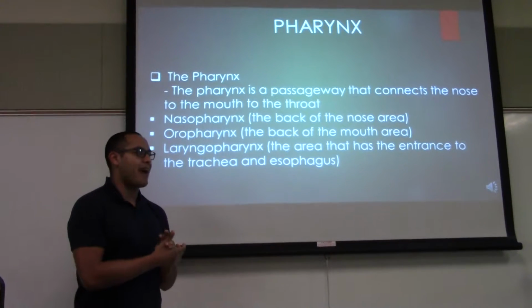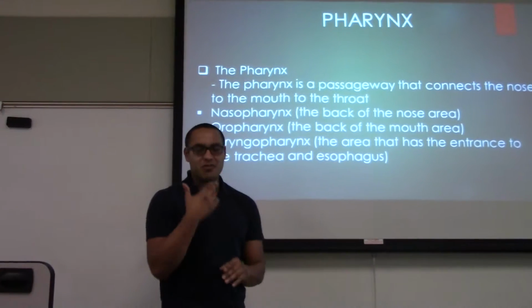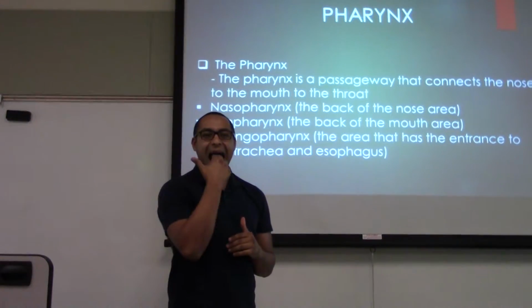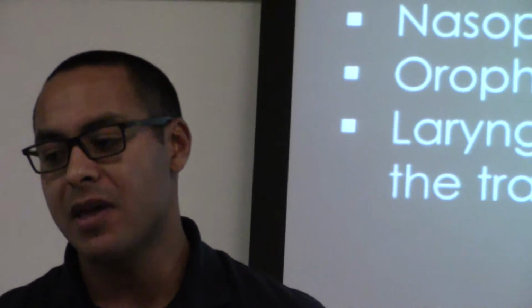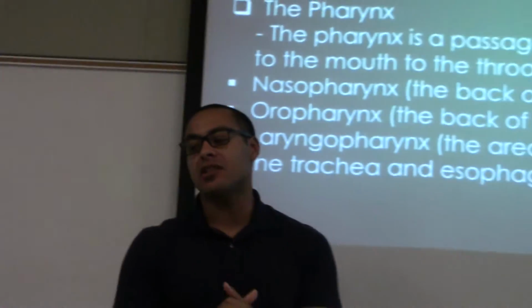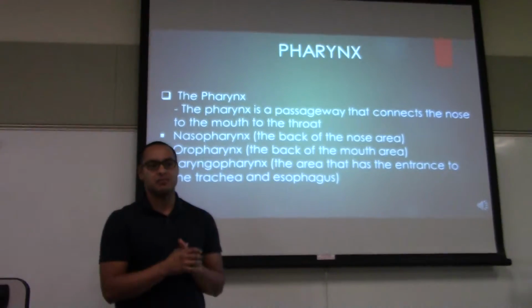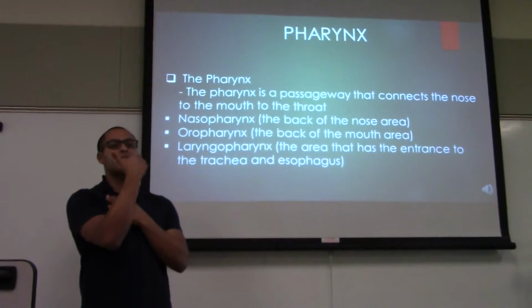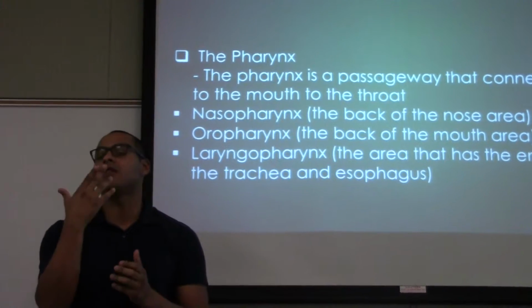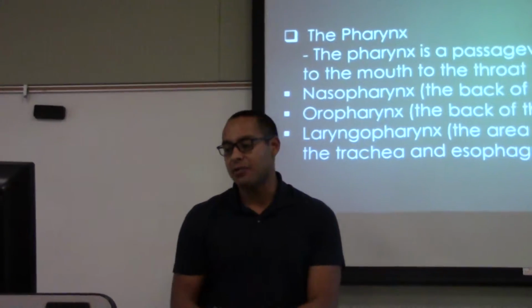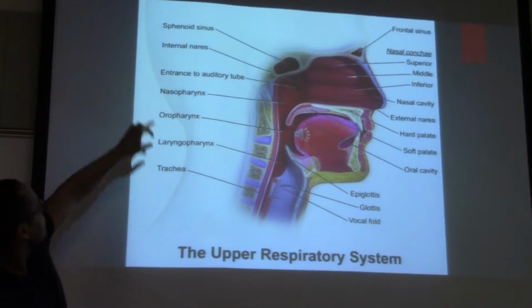If you open your mouth, you see it right back there. That's the oropharynx region. The last region is the laryngopharynx. That's the area that has the entrance of the trachea and the esophagus. So here's the mouth or the oropharynx, and a little below that, at the back of the tongue, that's the laryngopharynx. And here's a picture showing that. We've got our 3 regions as discussed.